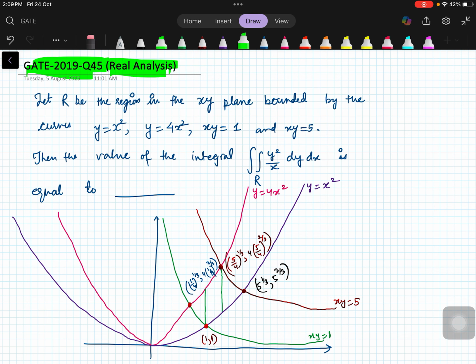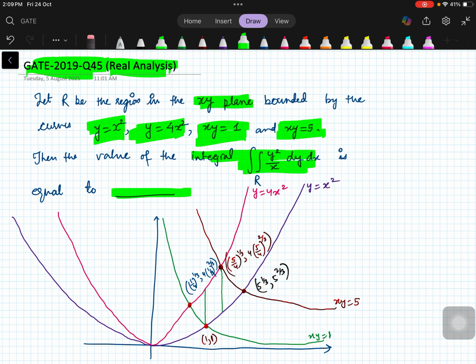Let R be the region in the xy plane bounded by the curves y equals x square and y equals 4x square, and then xy equals 1 and xy equals 5. Then the value of the integral is equal to what? So this is the question, right?